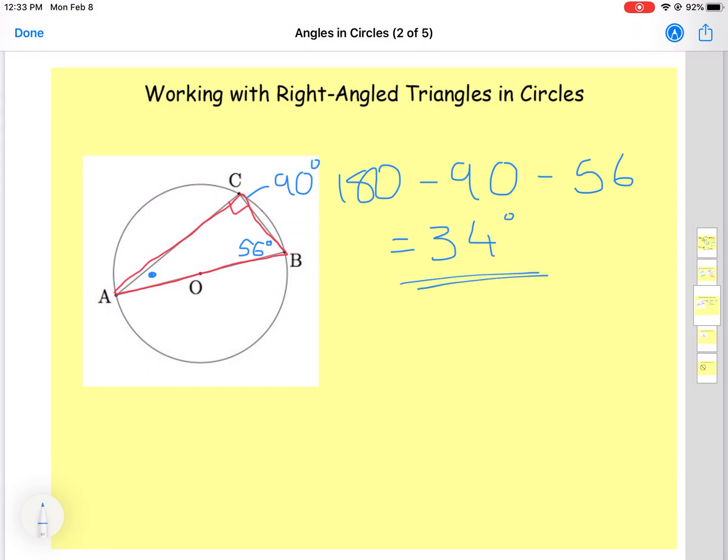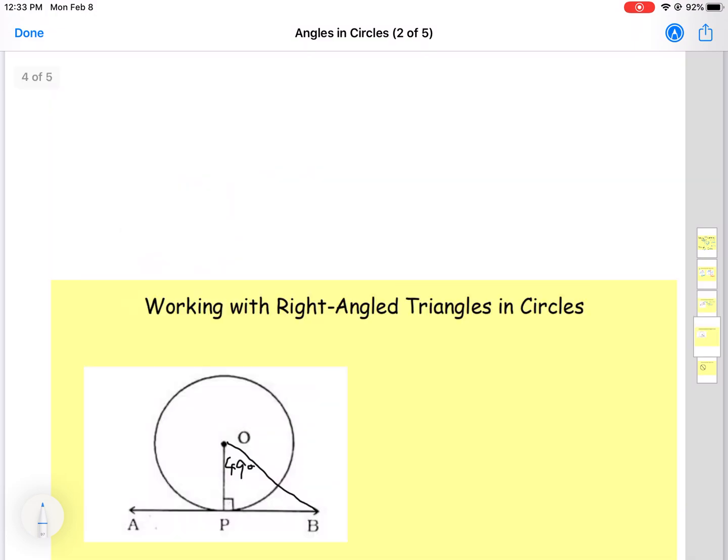Okay, so it's a brief snapshot of different angles inside triangles. This is the only rule that we'll focus on today. So let's look at the next one.